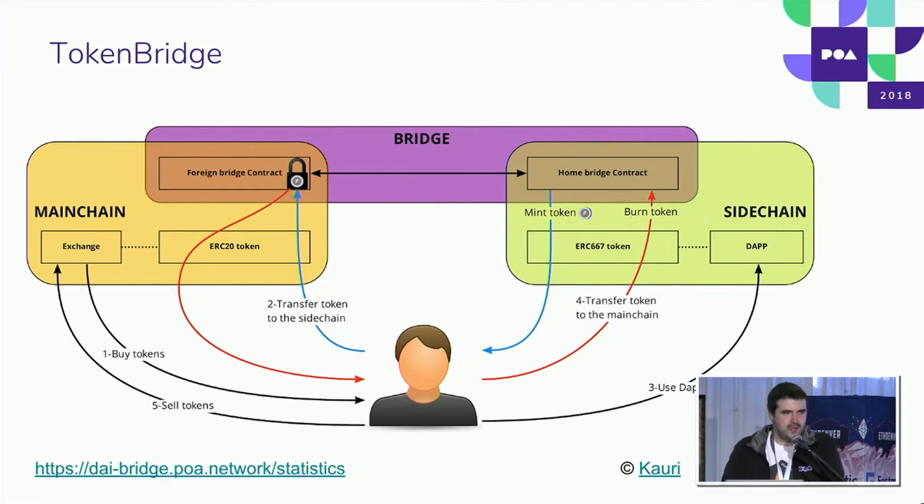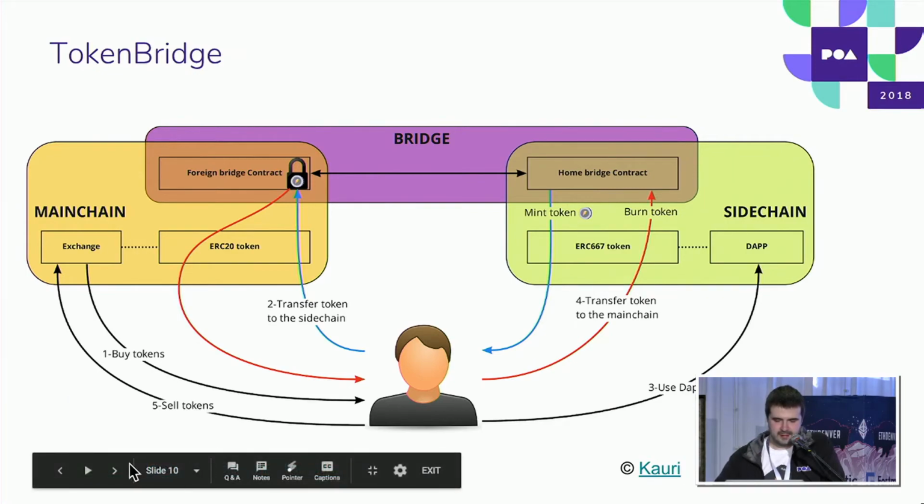For example, one can take DAI on the Ethereum side and mint a representation of this DAI on, let's say, the Ethereum Classic side, right? It's possible right now. And this bridge has been in production since May 2018, and has bridged tens of millions of tokens cross-chain.